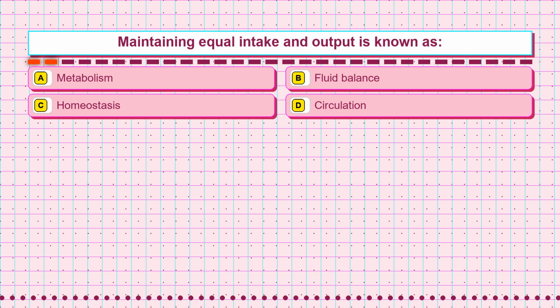Question 97. Maintaining equal intake and output is known as: Option A, metabolism. Option B, fluid balance. Option C, homeostasis. Option D, circulation.